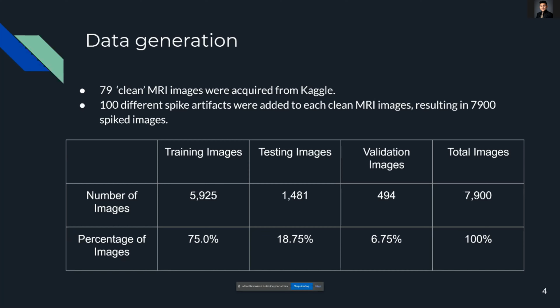The training images are the ones we use to train our model. The testing images are the ones we use to test our encoder. And the validation images are the ones we use to validate that our encoder was actually performing well. And these are the images that the model never saw during the training process. Here we can see the different distributions in terms of numerical numbers, summing up to a total of 7,900 images. And we have also provided the percent distribution for the different categories, summing up to a total of 100%.